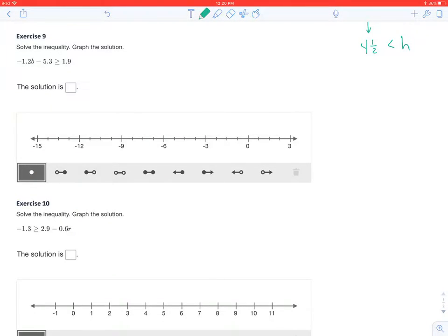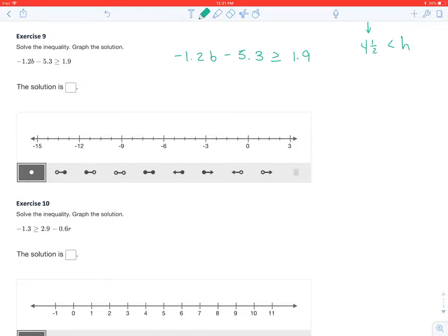Exercise 9 is no different from the other exercises we've been doing, and the technique that we're going to use to solve it is the same. For exercise 9, we've got negative 1 and 2/10 times b, and notice how there's a negative number attached to the variable. That's my sign that when I divide by that number, I'm probably going to need to flip the sign. That's just something that I always see people miss, so I want to give you as many reminders as I can about it. Then subtract 5 and 3/10 is greater than or equal to 1 and 9/10.